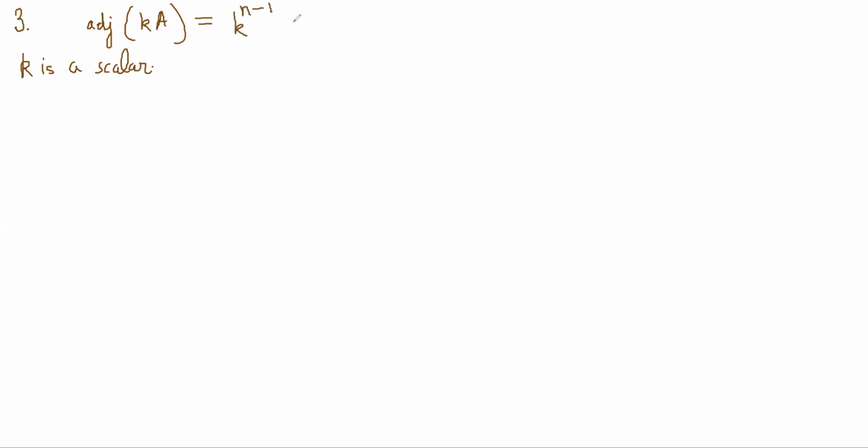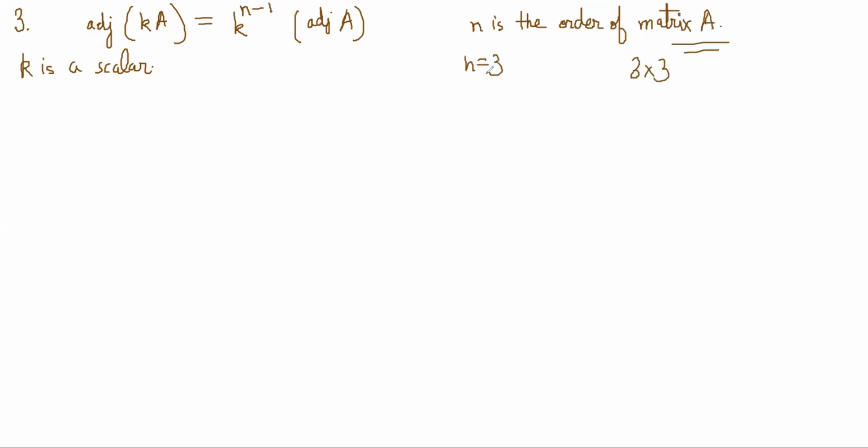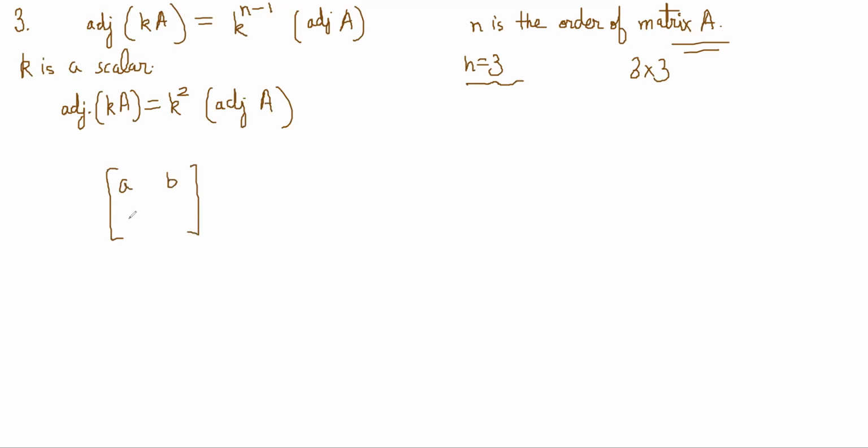K power n minus 1 into adjoint of A, where n is the order of matrix A. Order means it's a square matrix. If it's 3 cross 3, then n is equal to 3, and adjoint of K times A will be K square into adjoint of A. Now this we'll have to check. So let's just do it for a 2 cross 2 matrix, A, B, C, D. Let's find the adjoint.